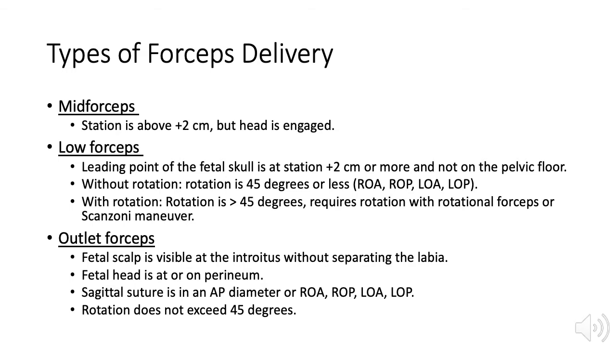Again, with rotation is when there's more than 45 degrees needed to correct to the OA, direct OA position, usually done with the Scanzoni maneuver. Outlet forceps are when the fetal scalp is visible at the introitus without separating the labia, when the fetal head is at or on the perineum, and the sagittal suture is in the AP diameter, also known as direct, or ROA, ROP, LOA, or LOP.